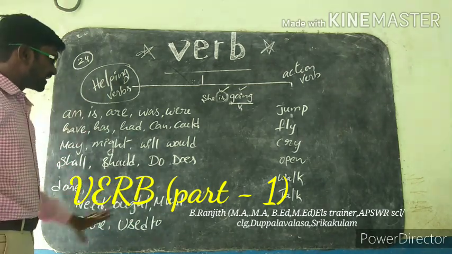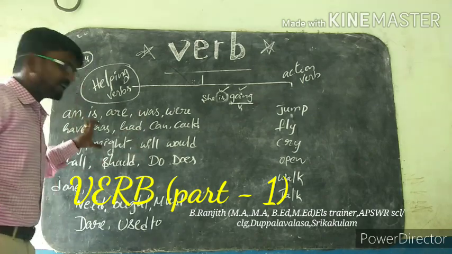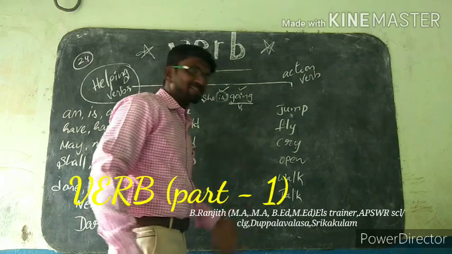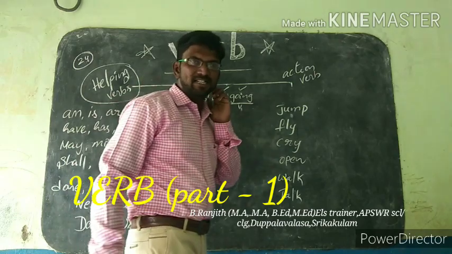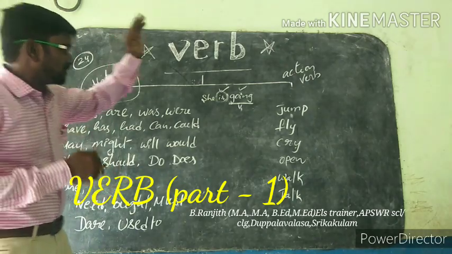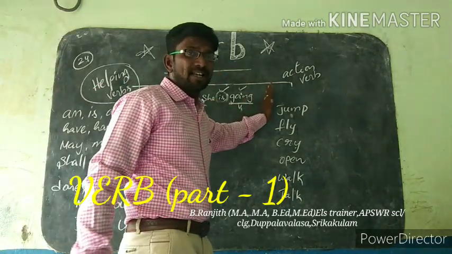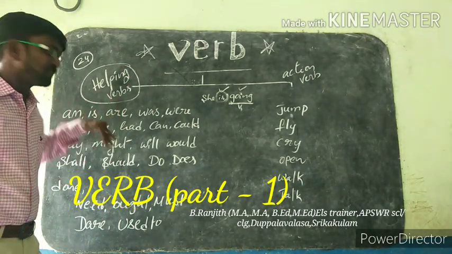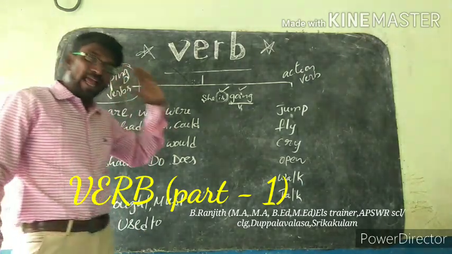These are 24 helping verbs in the English language. Coming to action verbs, how many action verbs are there? Unlimited action verbs are there, because so many actions are there. So this is very important to know about helping verbs and action verbs.